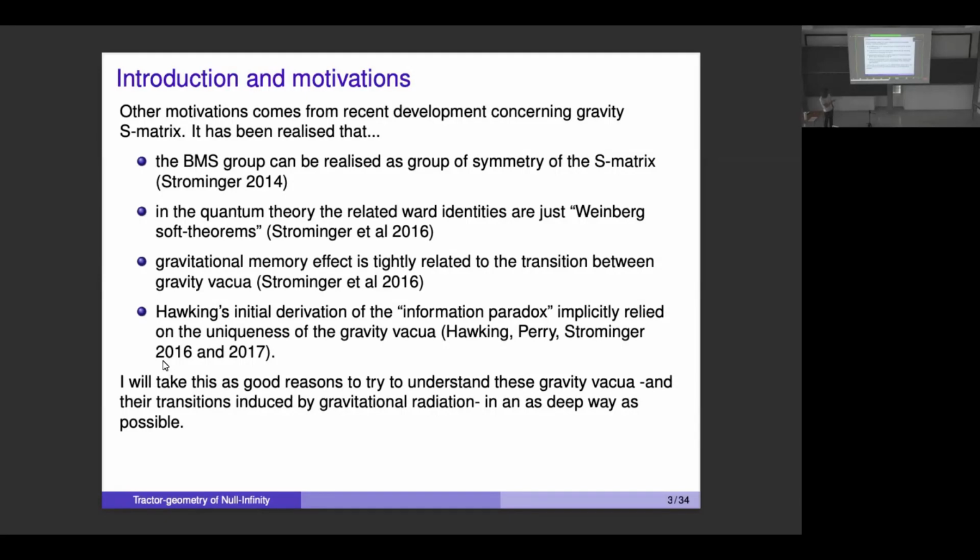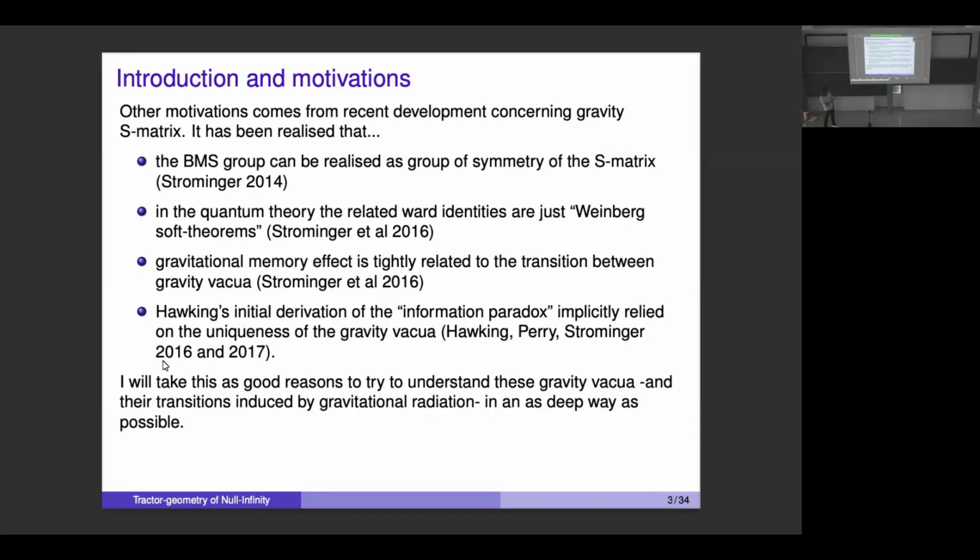And perhaps last but not least, there was this realization by Hawking, Strominger, and Perry that Hawking's initial derivation in fact implicitly relied on the assumption of uniqueness of the gravity vacuum. In this sense, the initial derivation does not hold. Then there was a lot of question about whether or not this allows us to solve the information paradox.